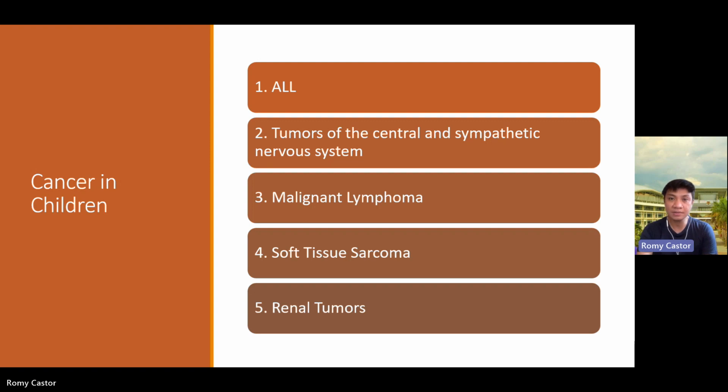Okay, for the children, so the leading cause of cancer here would be the acute lymphocytic leukemia. That's your L1 most likely. The second one, we have your tumors involving here the central and sympathetic nervous system. The third one, we have your malignant lymphoma. Fourth, we have your soft tissue sarcoma, and we have here the renal tumors.